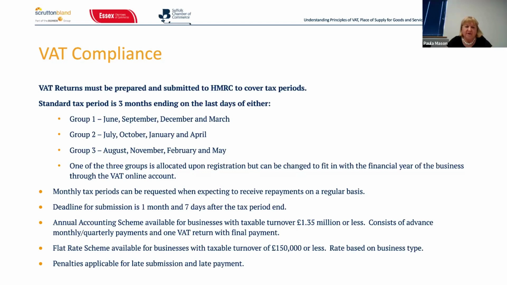There are also several schemes. There's an annual accounting scheme available for businesses with taxable turnover of 1.35 million or less. So therefore, this consists of advanced monthly or quarterly payments based on estimated liabilities, and then one VAT return with a final payment.